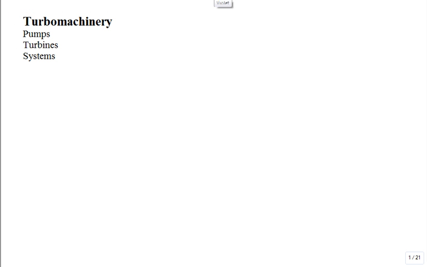All right, let's move into the very last chapter that we need to cover for this semester. It's called Turbomachinery. It's basically equipment that interacts with flowing fluids. And you can lump it into things called pumps, things called turbines, and things that connect pumps with other components. Let's just say put a pump in a system or a turbine in a system.